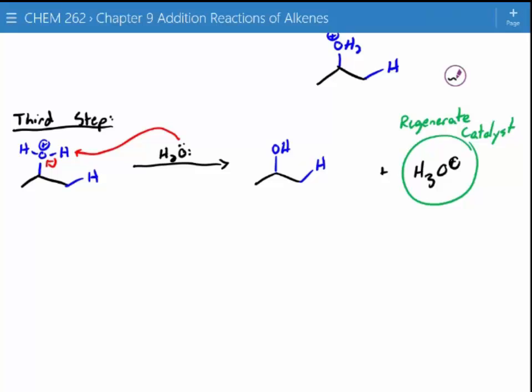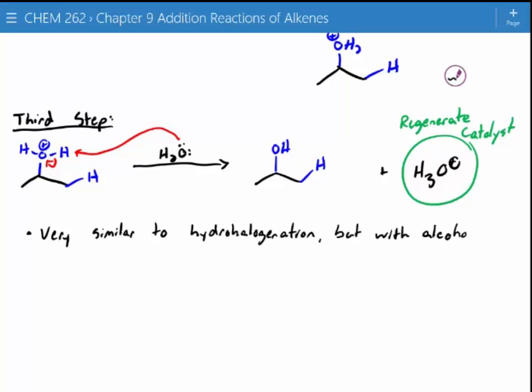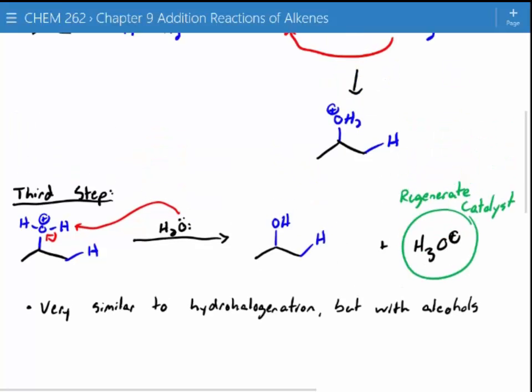The first point is that this is really similar to hydrohalogenation, but with alcohols. In this example that I showed above, we used water. The reality is we could use any alcohol. Water is just the most common alcohol that you see for these reactions. So it's very, very similar. The acid that's used is catalytic.